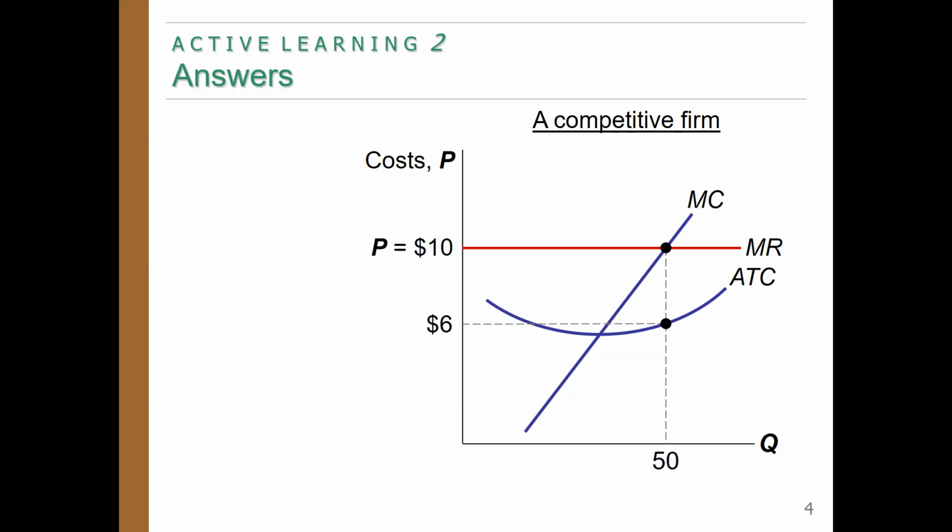Marginal product is the change in total output over the change in input. Just remember, for marginal product, it mirrors marginal cost. So if marginal product is going up, marginal cost is going down. Marginal product is going down, marginal cost is going up.